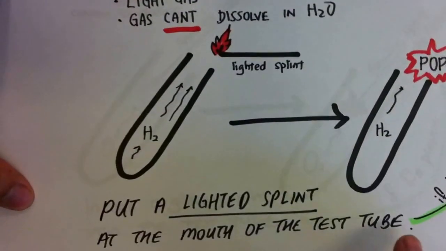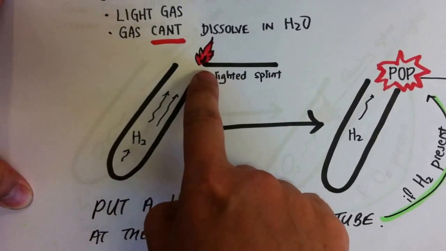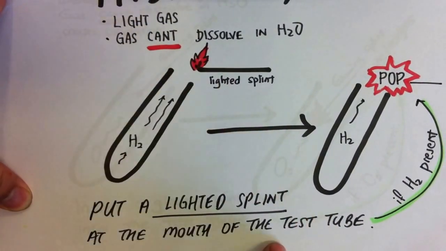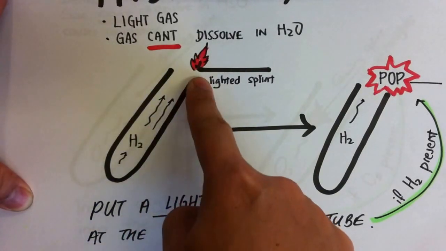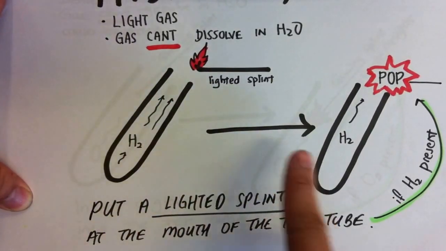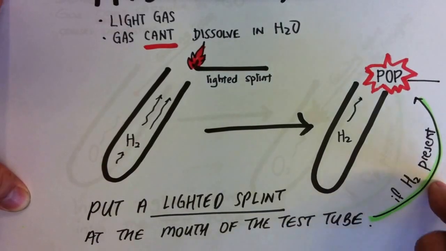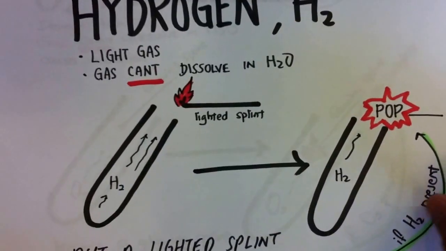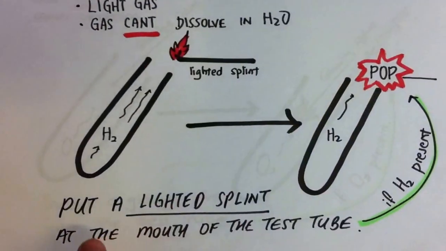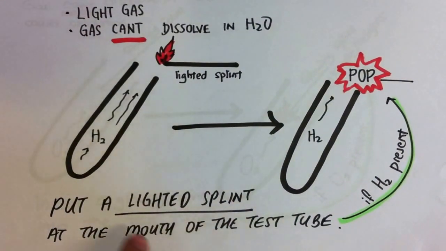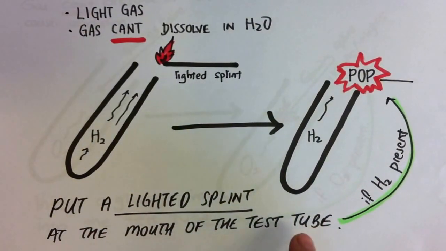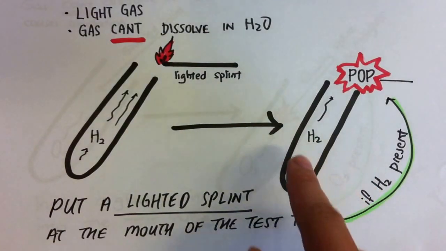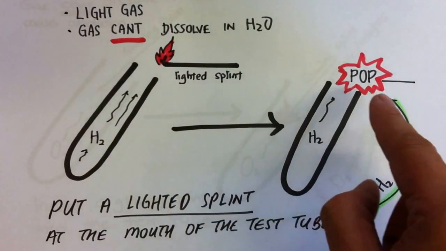We will put a lighted splint that is on fire at the mouth of the test tube, not inside, at the mouth of the test tube containing hydrogen. If hydrogen is present, we will get a pop sound. So that's how we test for hydrogen gas. Put a lighted splint at the mouth of the test tube. So that's how we write it. And then if hydrogen gas is present, there will be a pop sound.